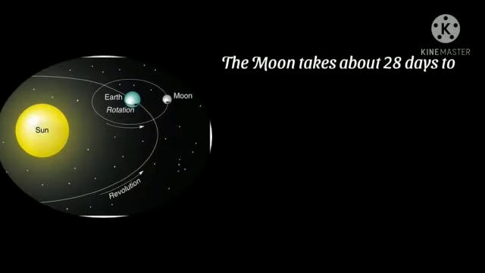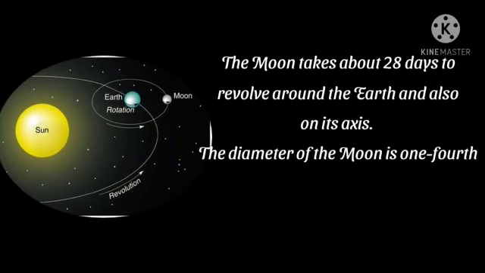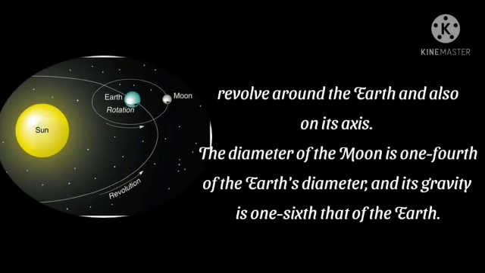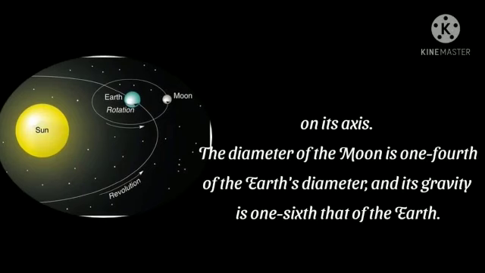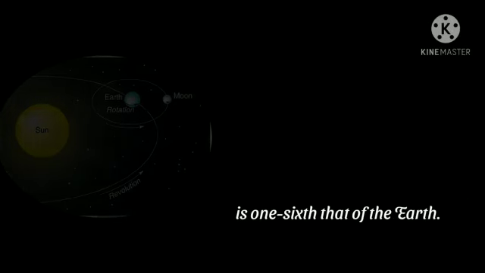The moon takes about 28 days to revolve around the Earth and also on its axis. The diameter of the moon is 1/4 of the Earth's diameter, and its gravity is 1/6 that of the Earth.